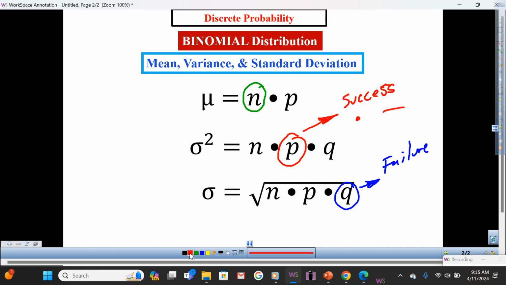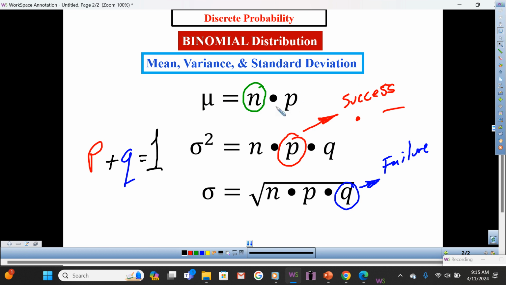And once again, P plus Q should equal to what? Remind your neighbor. Should equal to 1. So if P for here was 0.23, you just subtract 1 minus 0.23. That gives you the failure. Okay, we got this? Yes?